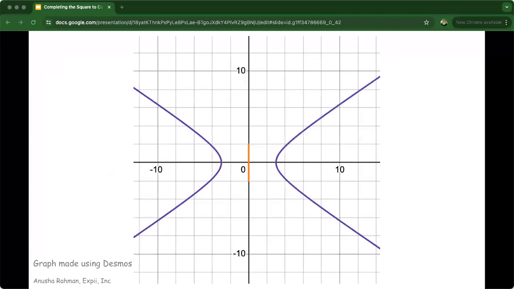Here is the conjugate axis in orange. The conjugate axis is along the y-axis, so it extends from y equals -2 to y equals 2. The equation of the conjugate axis is x equals 0, and the length is 2b.